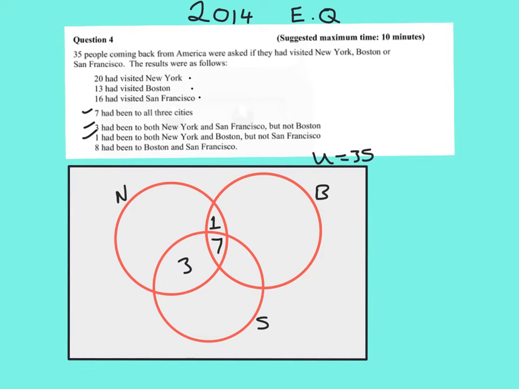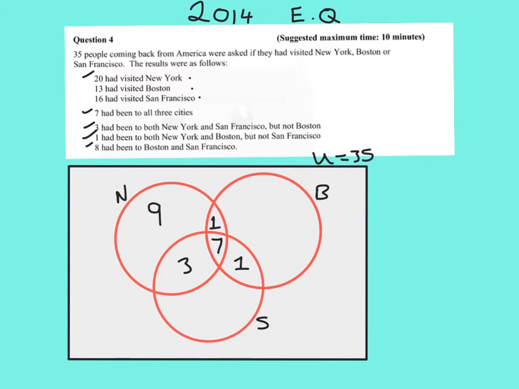And then finally we have 8 had been to Boston and San Francisco. Now that tells us that 8 goes into this whole section here. We already have 7 in the middle section, so that tells me that 1 will go in here. And then finally we'll be able to use our little bit of information up the top. Our information said that 20 had visited New York. So on my calculator, I'm going to put in 20 minus 3 minus 7 minus 1, and that will give me 9 people who had only been to New York.